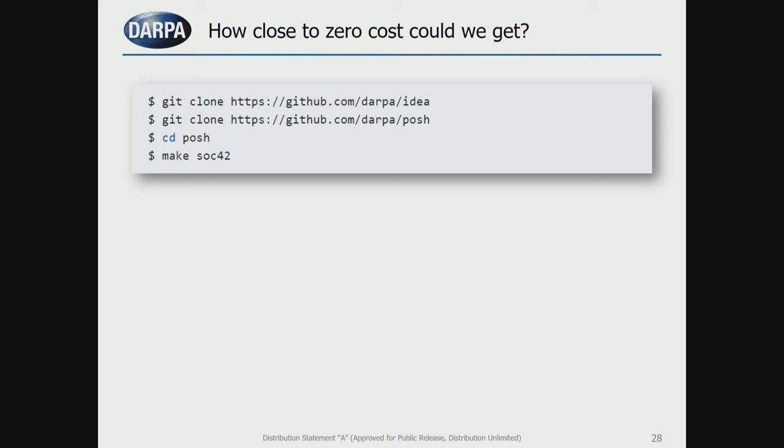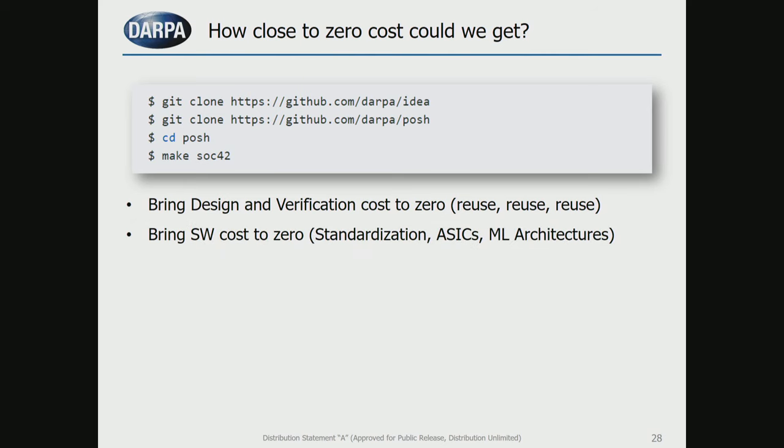So how close to zero can we get, right? If we really try to push it? Well, if we bring the design and verification to zero by just, again, git clone and make, right? We reuse the whole thing, that goes to zero. The best code you write is the code that you don't write. Bring the software cost to zero. So firmware and things like that, leveraging standard tool chains. This is a little bit like the RISC-V view, right? The fact that you have a common ISA means that I can download Debian, I can download GCC, LLVM. Somebody's done that for me. So that goes to zero.